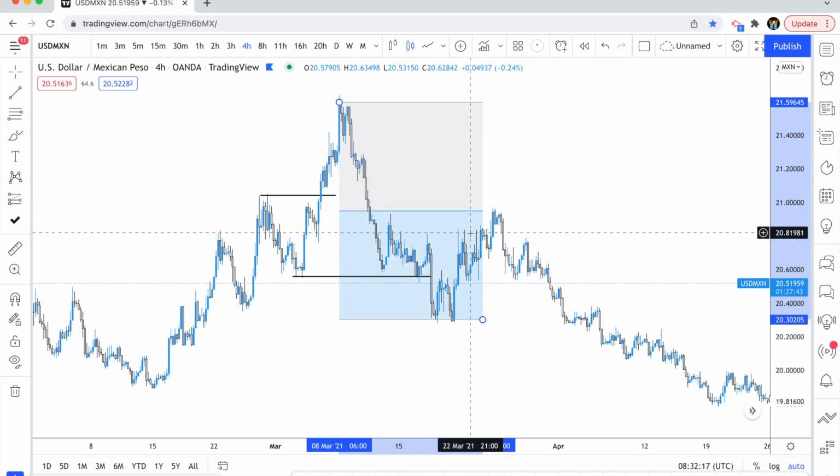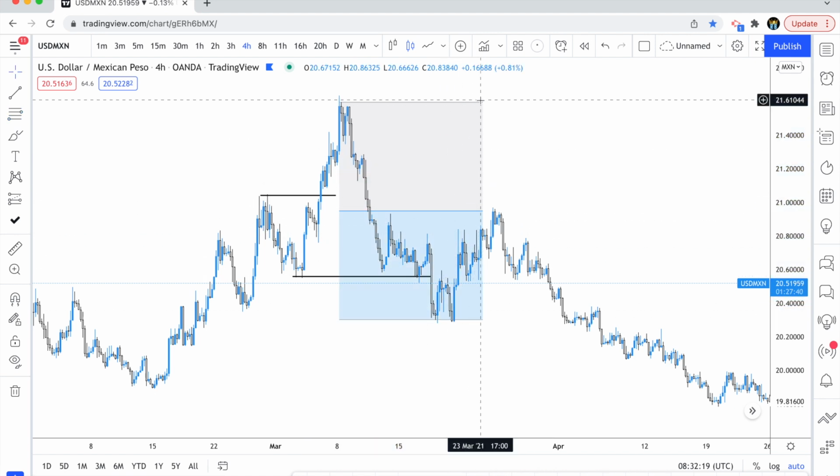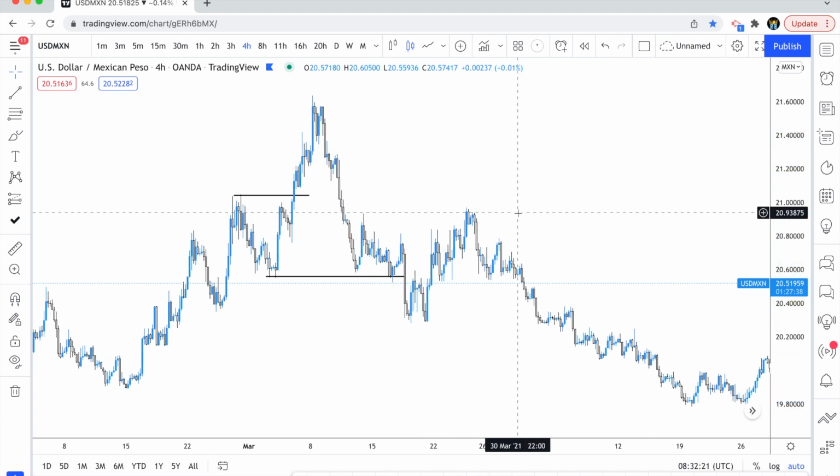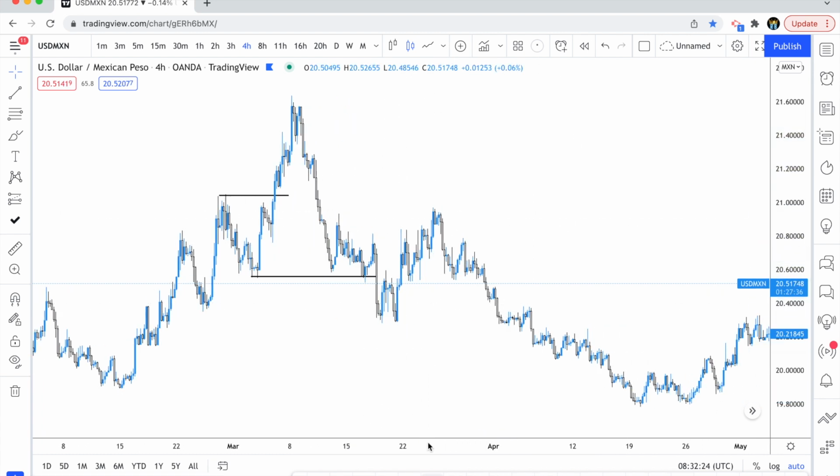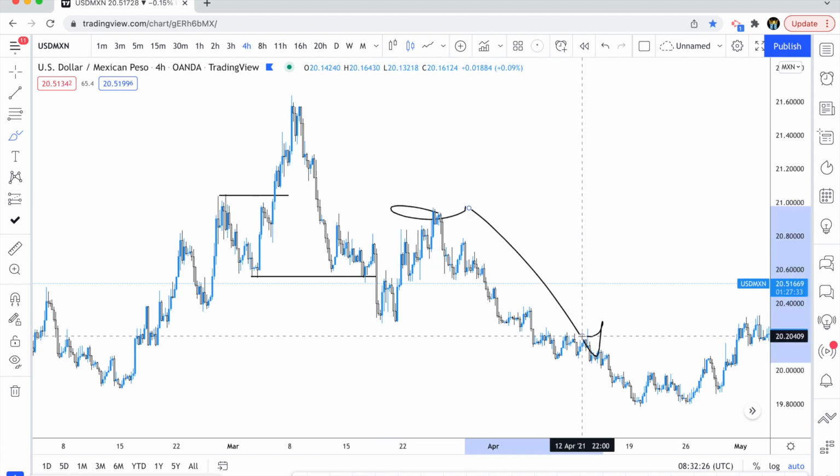Yeah, so this would be our discounted area. This would be our premium, and you would be able to sell from this discounted area down. As you can see, clearly price did move downwards.